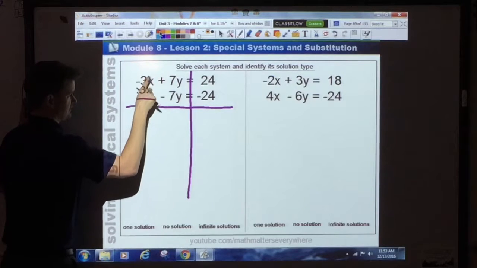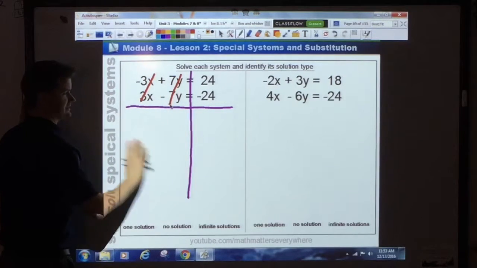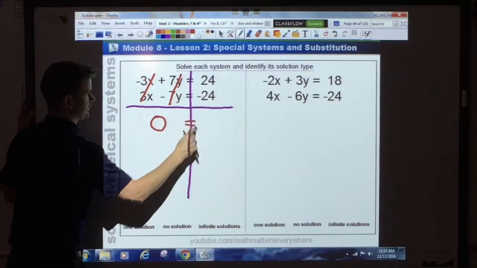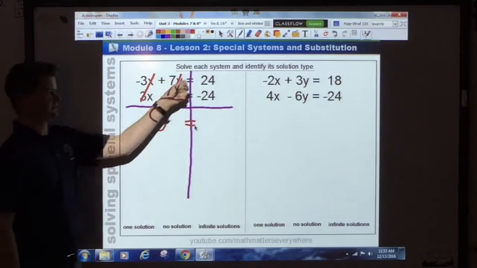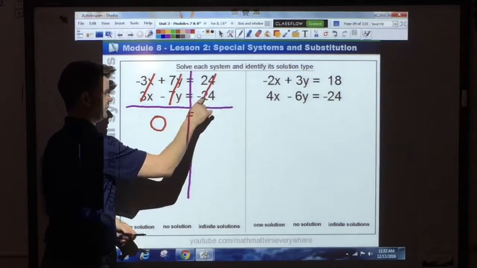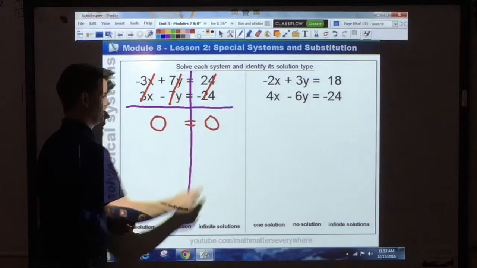They cross out, they cancel. What happens to the y's? They cancel. What number indicates this emptiness? 0. We bring down the equal sign. And then what happens to the constants here? They also cancel out. What number indicates that emptiness? 0. 0 equals 0.